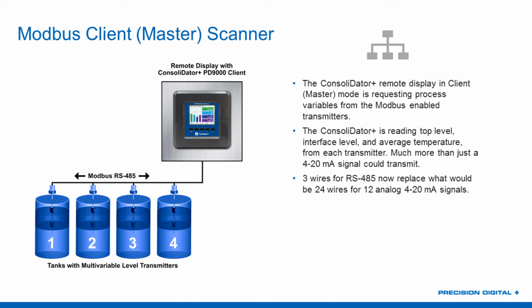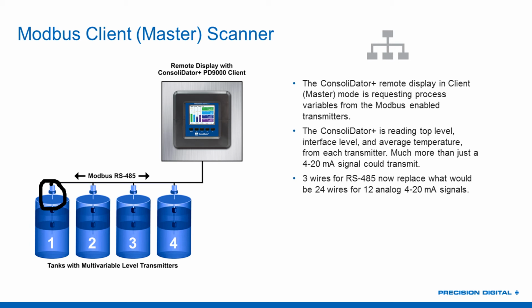And so the advantage of being the client or the master on the Modbus network is that we can connect up directly to Modbus devices and pull information out of those. So for example, here we've got tanks 1, 2, 3, and 4. And attached to those tanks, we have Modbus multivariable level transmitters. This is obviously just an example. These could be flow meters you wanted to pull rates and totals out of. They could be any other kind of Modbus device. But a nice simple example is to use Modbus multivariable level transmitters.